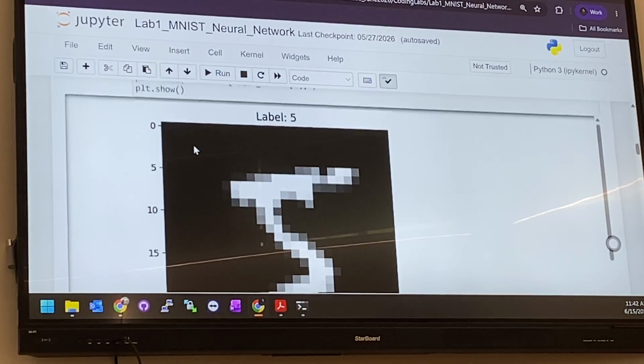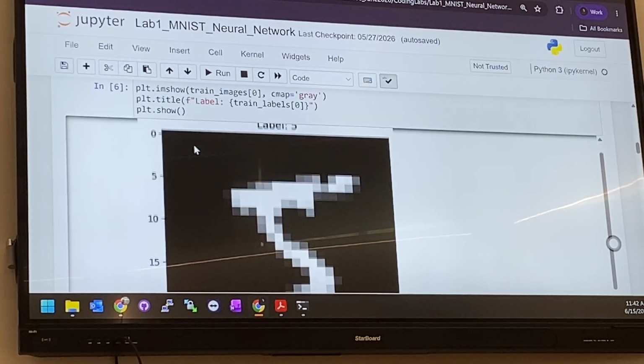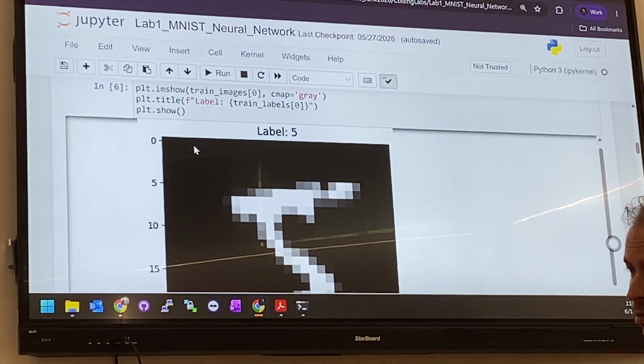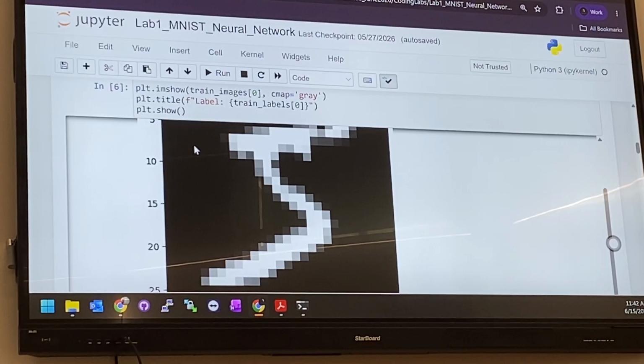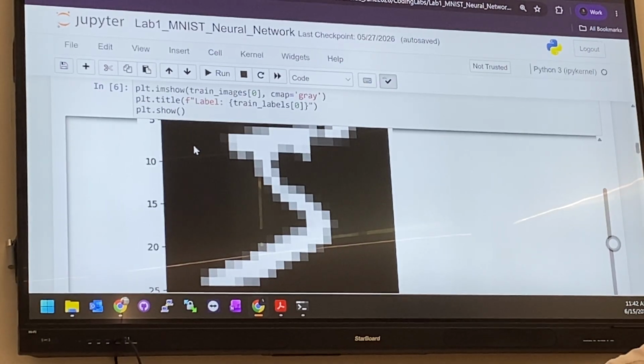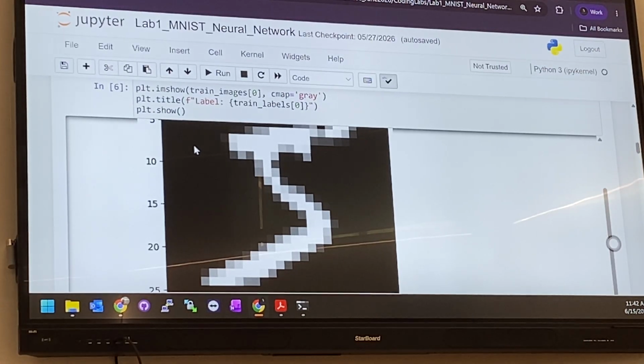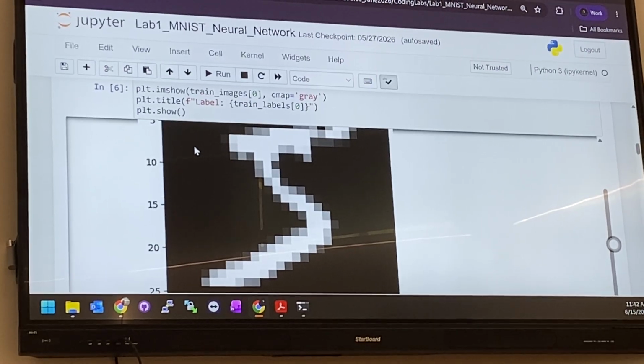If you just plot one random instance, one random observation, you see, for example, its corresponding label, and then you see the grayscale image, 28 by 28, which is the digit number 5. This is the training data that we're going to give to the neural network once we set it up, get the parameters, and have the network ready.